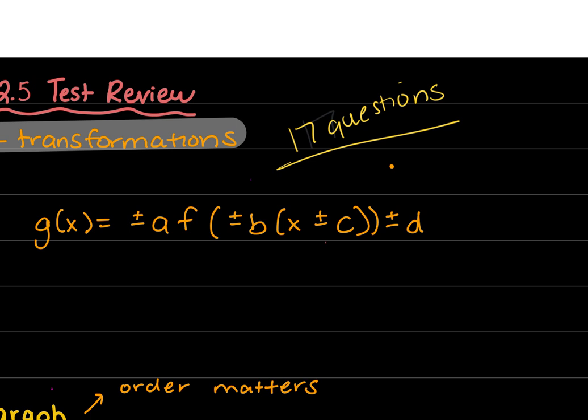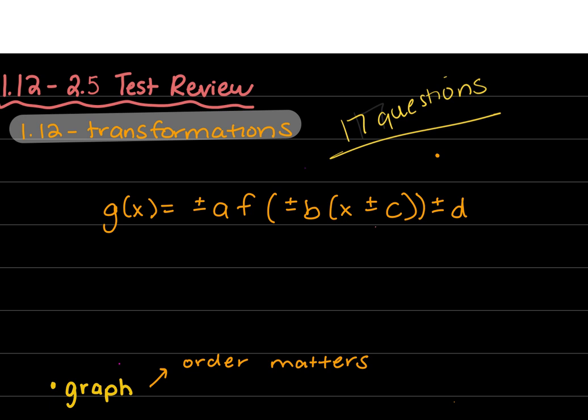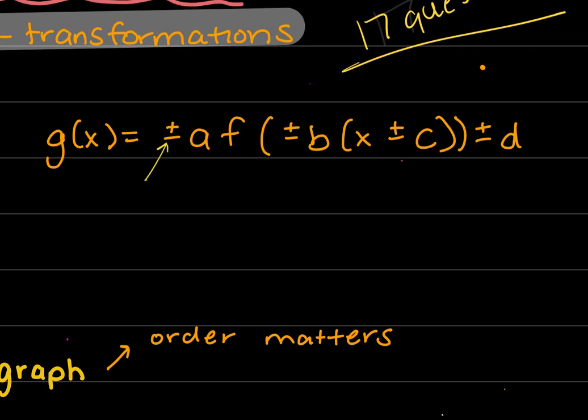So it starts with 112, which goes back a little bit, but we haven't tested on it yet, and that is all the translations and stuff like that of your functions. So 112 was: here's a parent function, talk about all these changes, right? So if you break it apart like this one is, the plus or minus all the way on the front does what?